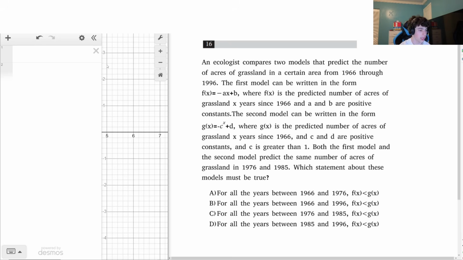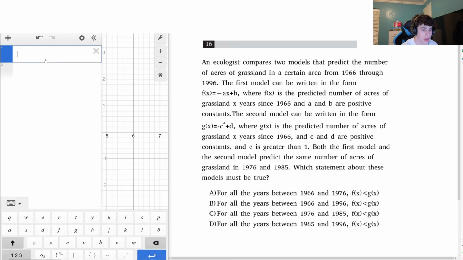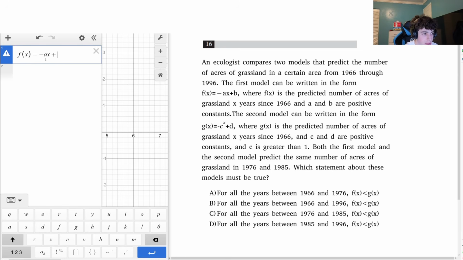It's very, very lengthy, which is what I think makes it pretty challenging. We're given that an ecologist compares two models that predict the number of acres of grassland in a certain area from 1966 through 1996. The first model can be written in the form of negative ax plus b, where f of x is the predicted number of acres of grassland x years since 1966, and a and b are positive constants.